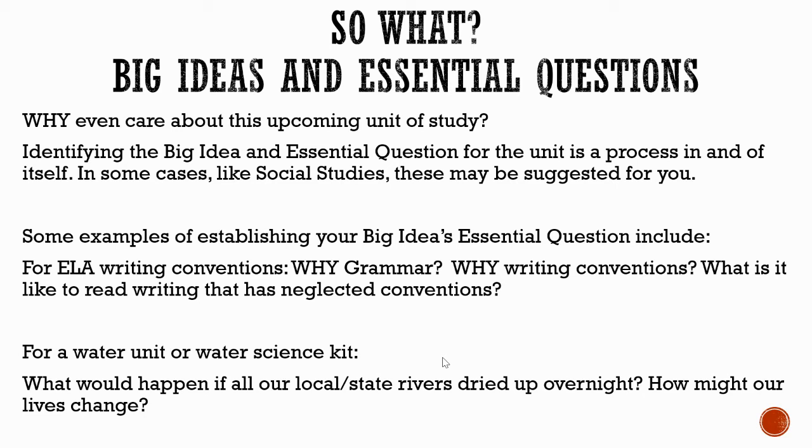Identifying the big idea and essential question for this unit is a process in and of itself. In some cases, like social studies, these may be suggested for you. Some examples of establishing your big ideas and essential questions include, for ELA writing conventions, why grammar? Why writing conventions? What is it like to read writing that has neglected conventions or has none? For a water unit or water science kit, what would happen if all of our local and state rivers dried up overnight? How might our lives change?